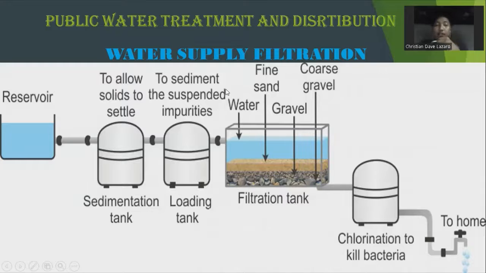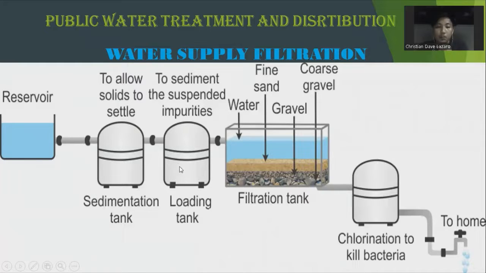The next one is water supply filtration. Here it shows the filtering of water. Water is collected in a reservoir. The water to be filtered is here, and it is sent to the sedimentation tank to allow the solids to settle. Then the water from the sedimentation tank goes to the second tank, called the loading tank, to sediment the suspended impurities.